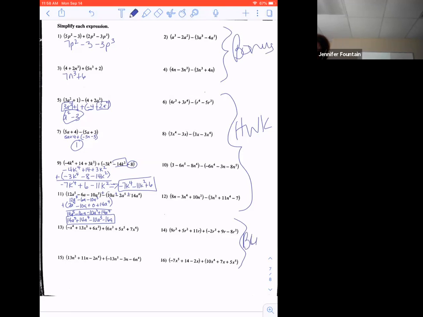So again, for every 4 will be a point of extra credit bonus that will be added to a test grade. Okay? So what about 13 and 15? 13 and 15, if you want to do those for bonus as well, you can do those for bonus.